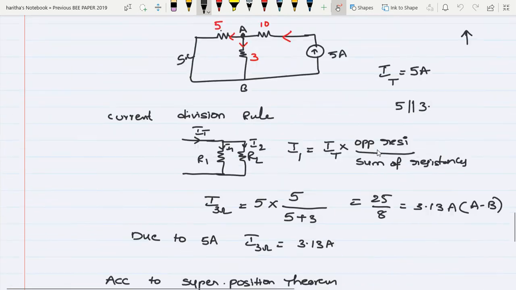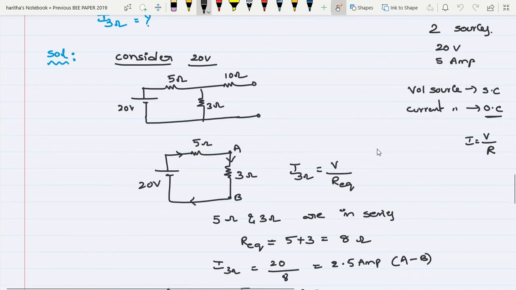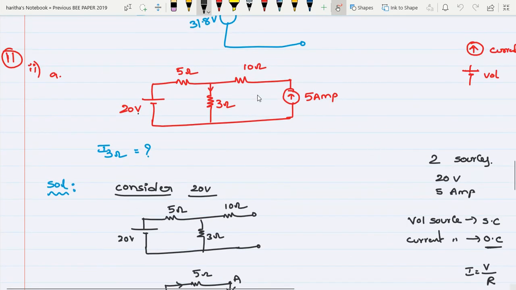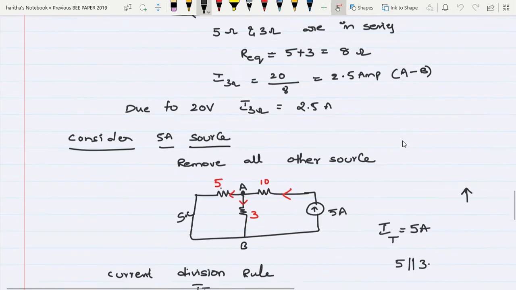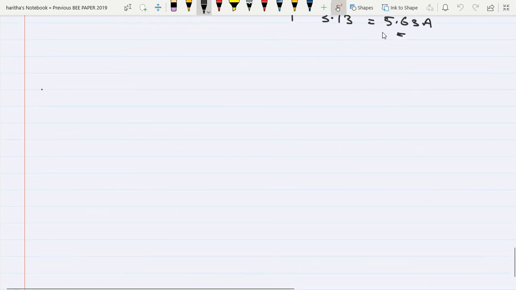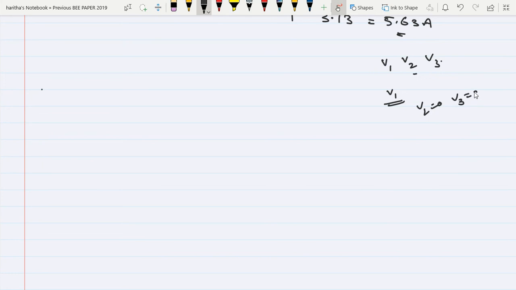Hope you understand this problem. So just practice once. This is a simple problem, one voltage source and one current source. If three sources are there in the circuit also, you can do it. You have to consider the three sources individually, so three cases you will get. Suppose V1, V2, V3, three cases are there. So first consider V1, remove V2 and V3. Next consider V2, and remove V1 and V3.